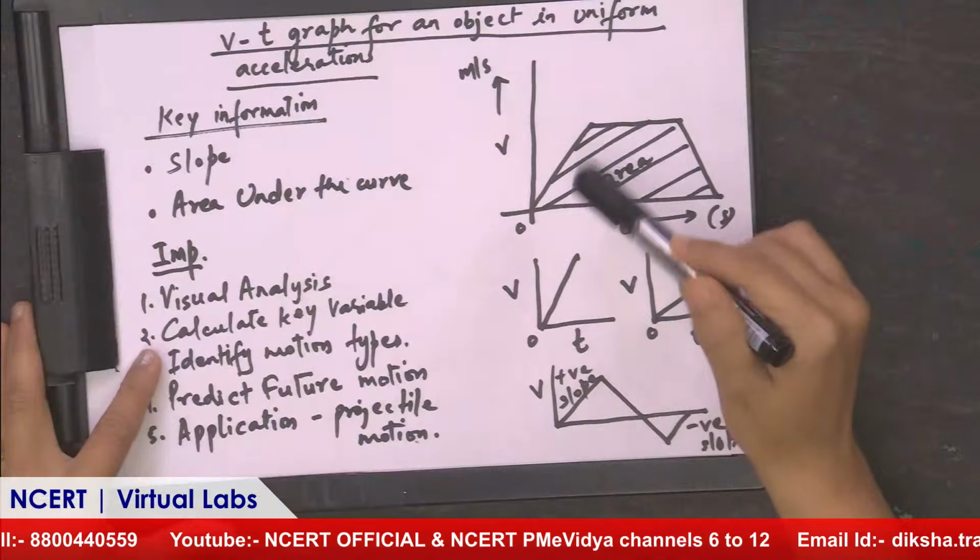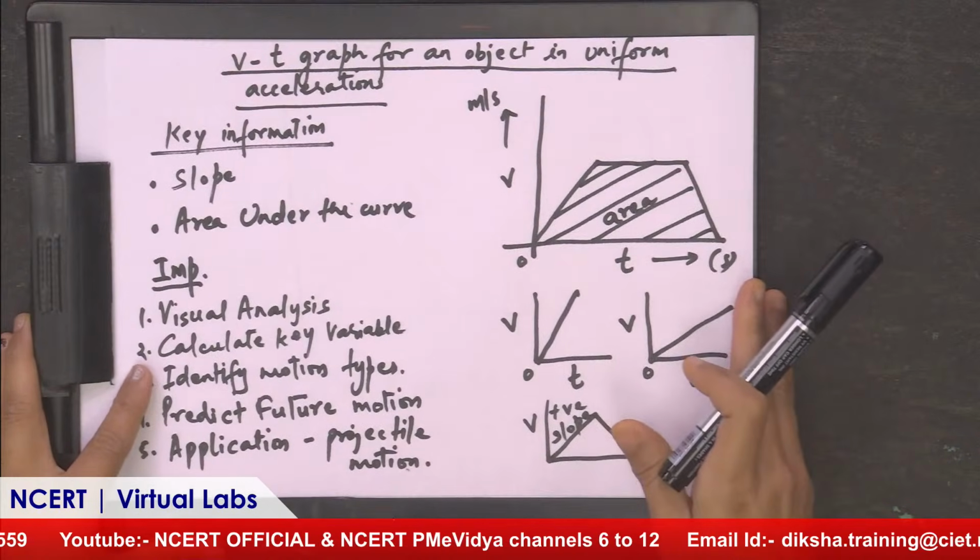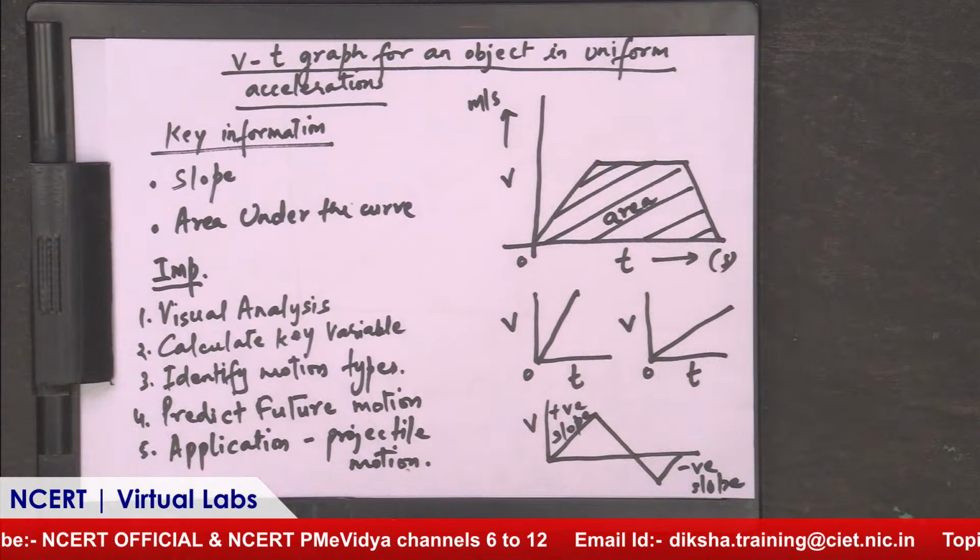So this gives that information. And the second important thing which it gives is its area. By seeing the area of this velocity time graph, I just wanted to show you this picture also. If you see this picture, I have shown the simple diagram of a velocity time graph for an object which is moving in a uniform acceleration.